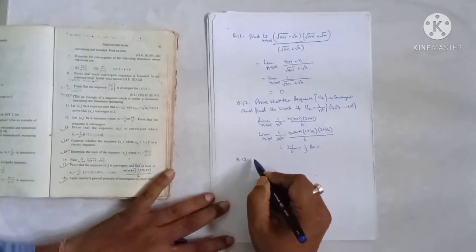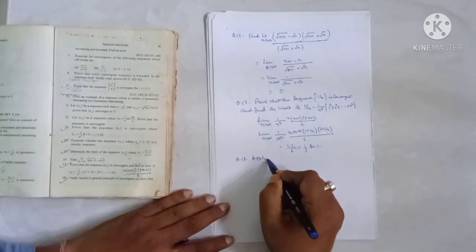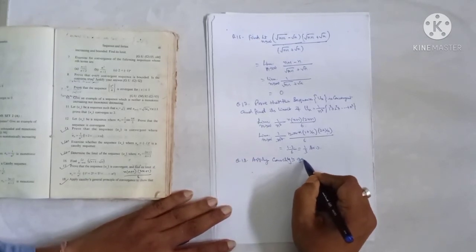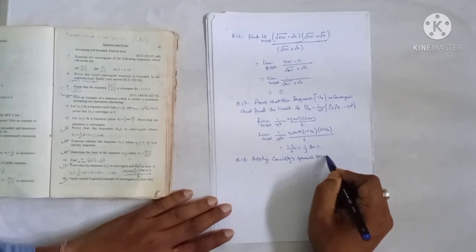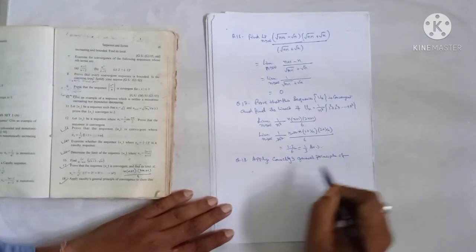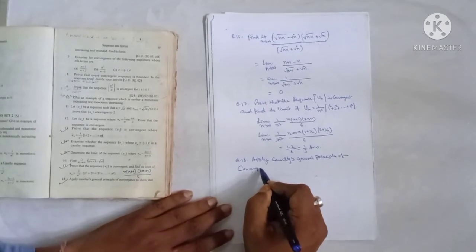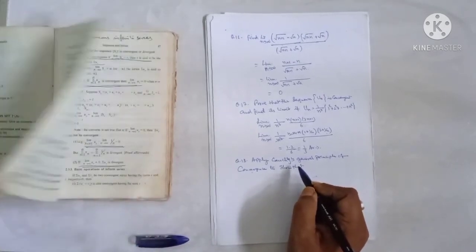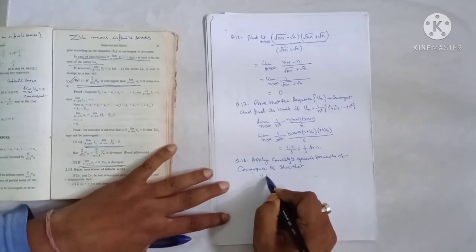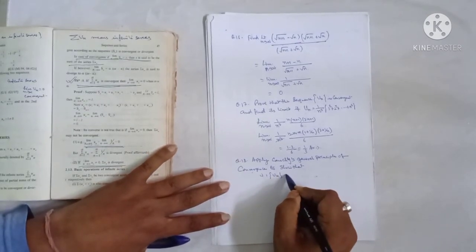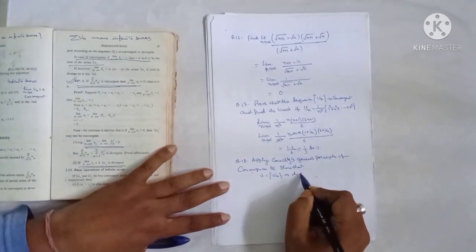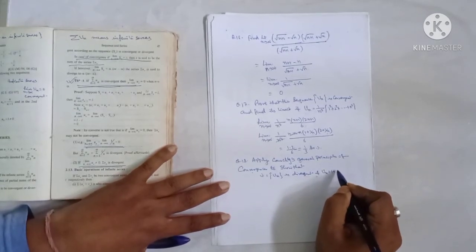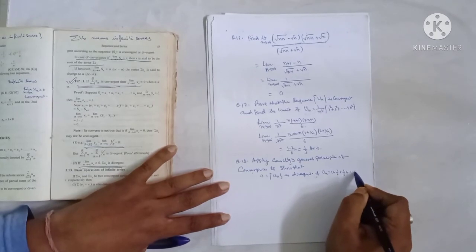Now question number 18. Apply Cauchy's general principle of convergence to show that un is divergent if un is equal to 1 plus 1 by 2 plus 1 by 3 plus up to 1 by n.